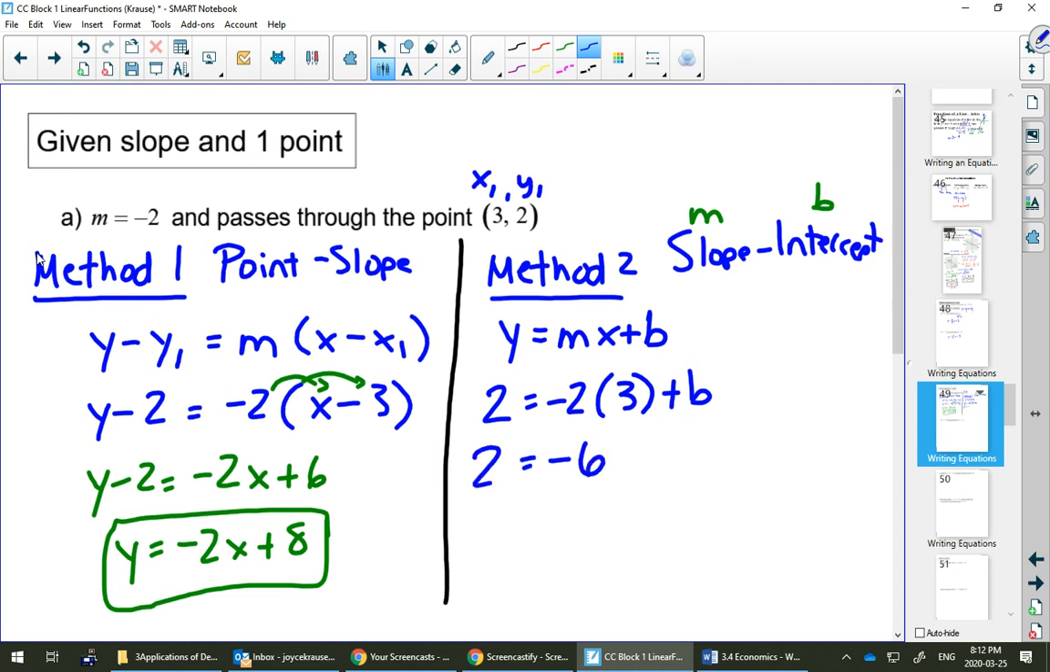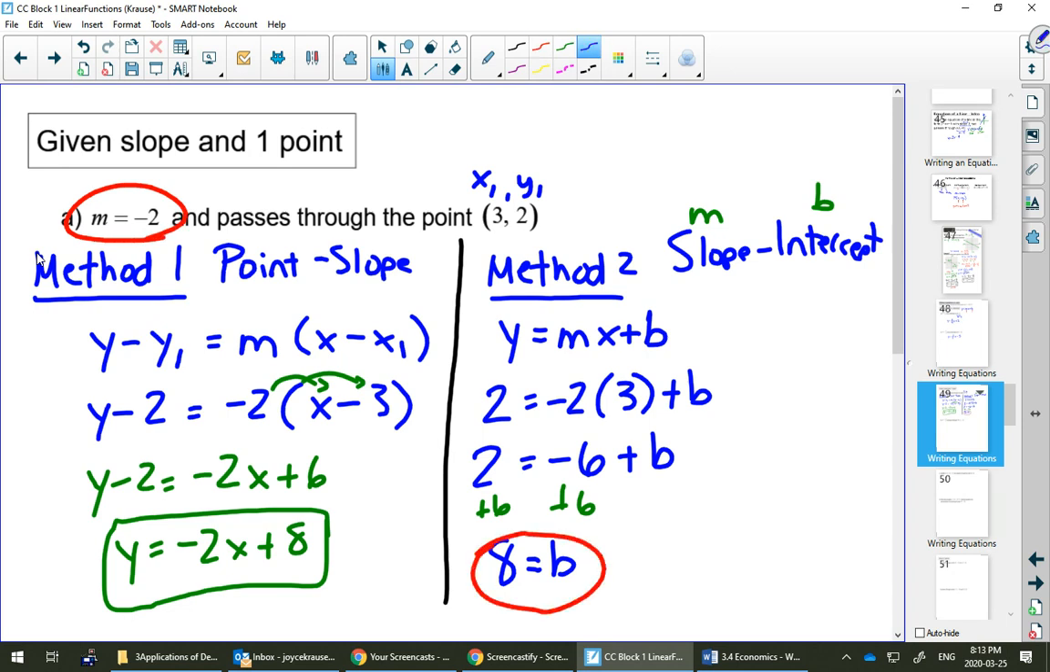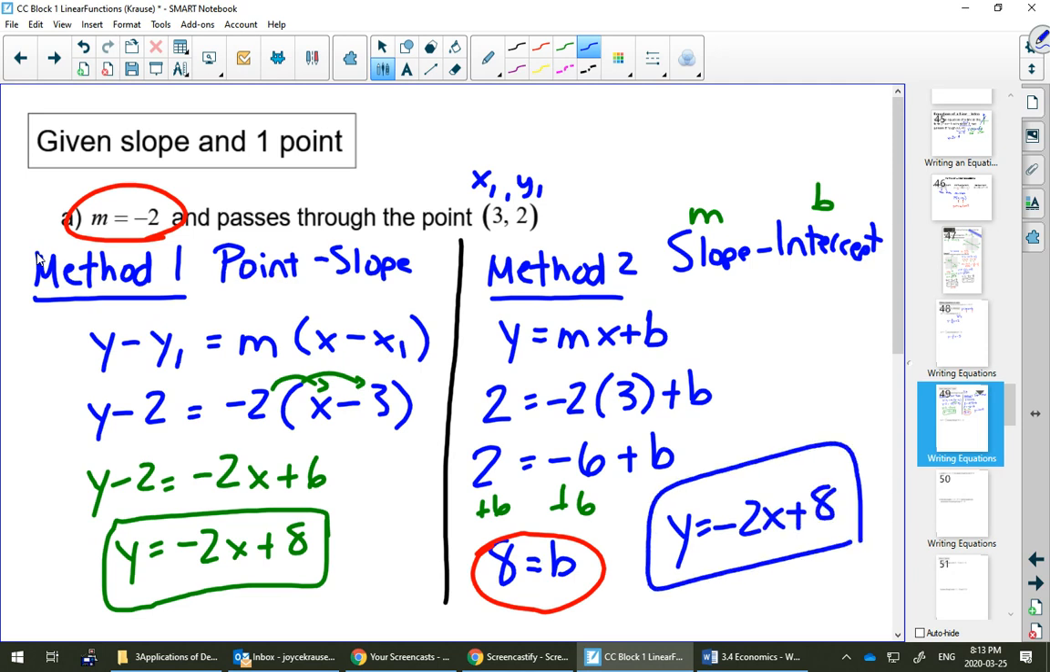2 equals -6 plus b. We add 6 to both sides. 2 plus 6 is 8. 8 equals b. Once we know the slope of -2, and we know the b value is 8, then we can write our equation. Y equals -2x plus 8. And if you notice, it's exactly the same as the one on the left.